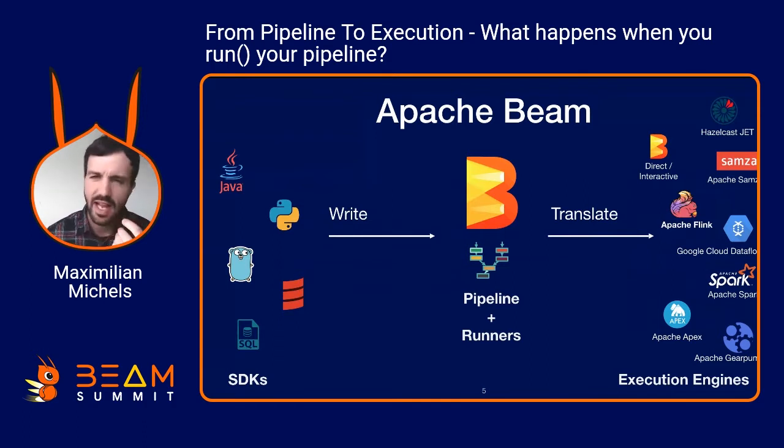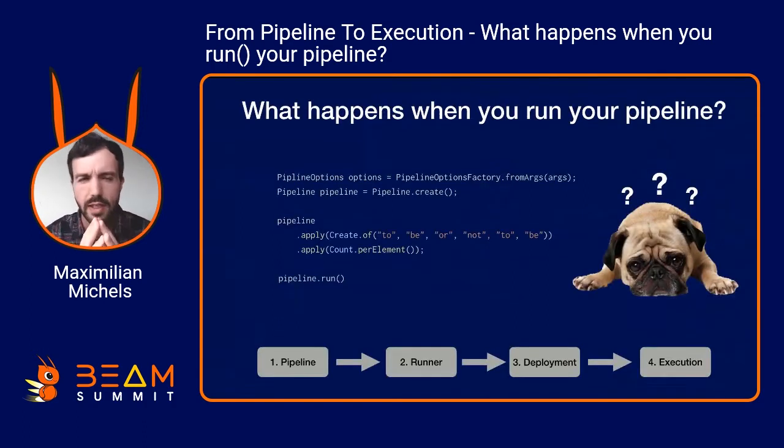But how does this really work? This is kind of a tricky thing, to have all these SDKs and runners. So I wondered, at least when I first got into Beam, how this would be possible, and how everything kicks off when you hit pipeline run. So I'm going to walk you through these four steps, starting with the pipeline, then the runner, then deployment, and then finally execution.